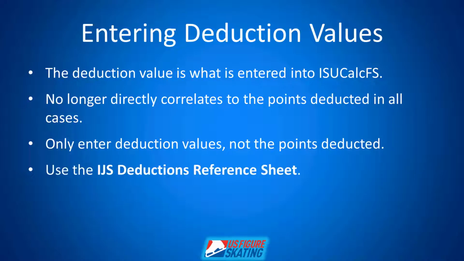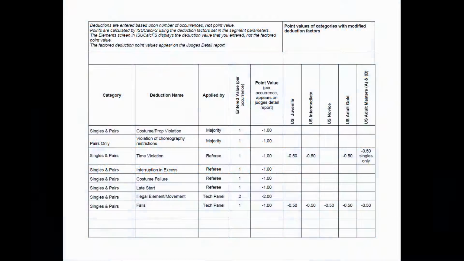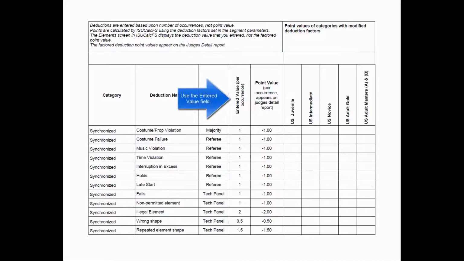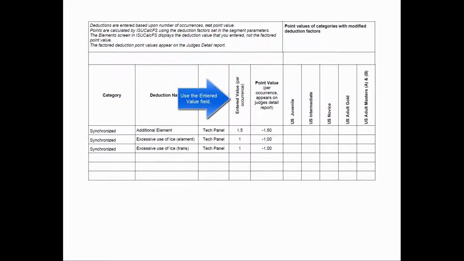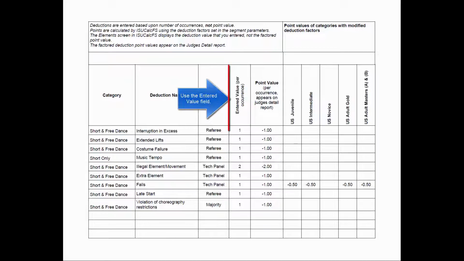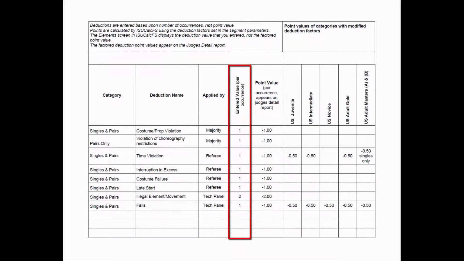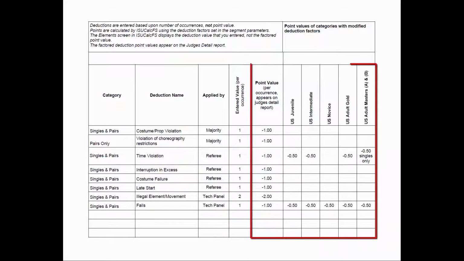To aid with this, we've created an IJS Deductions reference sheet, which will be made available on Accounting Central. This sheet lists all the deductions and includes a field named Entered Value, showing what the correct value is for each deduction. Use this field when manually entering deductions. When proofing, you can use the point value fields, but again, do not use point values for entering deductions. Only use the entered value field.